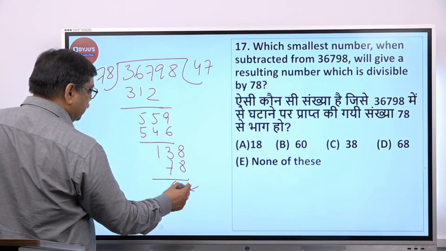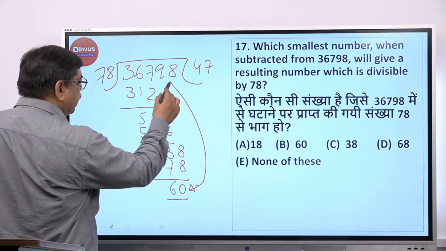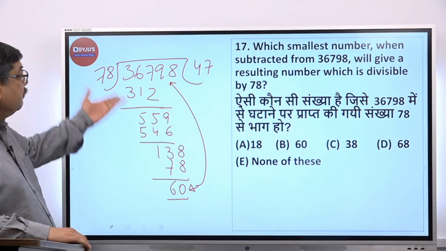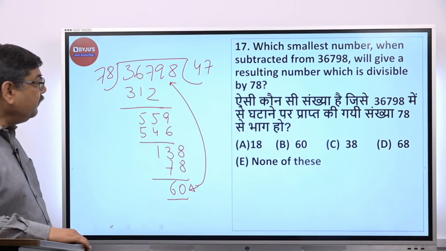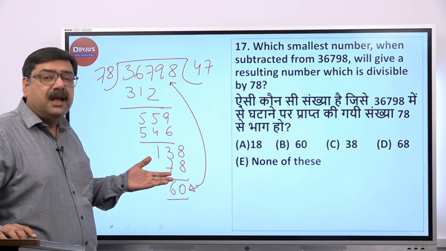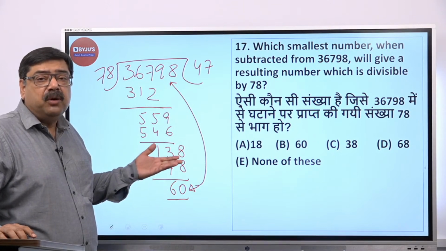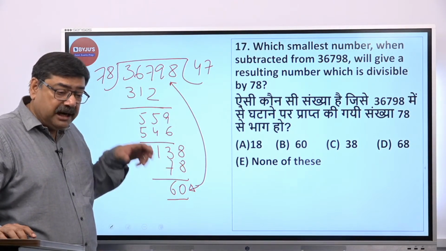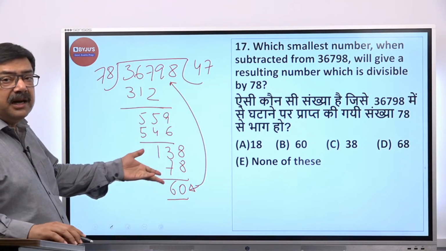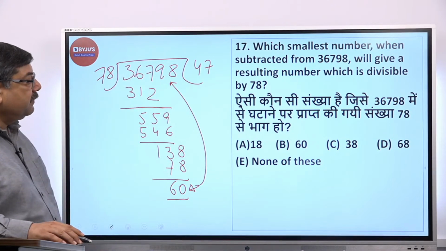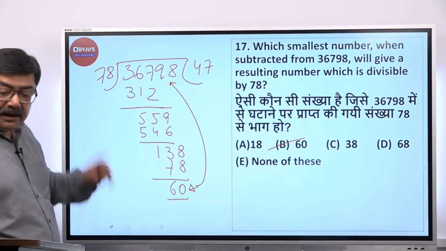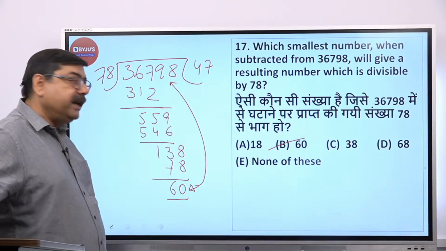So 60 is that number. If you subtract 60 from 36798, then you get a number which is divisible by 78. Obviously, this is the remainder. What is remainder? Remainder is extra, because it is something which cannot be included in the divisible component. तो ये 60 जो है ये extra आ गया जी, यही हटा दीजिए आप इसमें से. So that is the answer. If you reduce 60 from 36798, you will get a number which is divisible by 78.